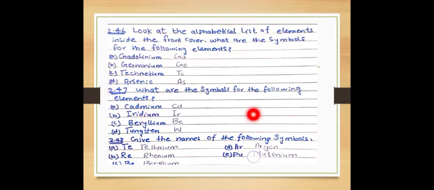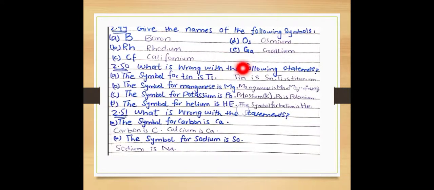In this case, it is the opposite of the above question. We are provided with these symbols, and we have to write the name of the element. So similarly, in this case, we are provided with letters and we write the names.